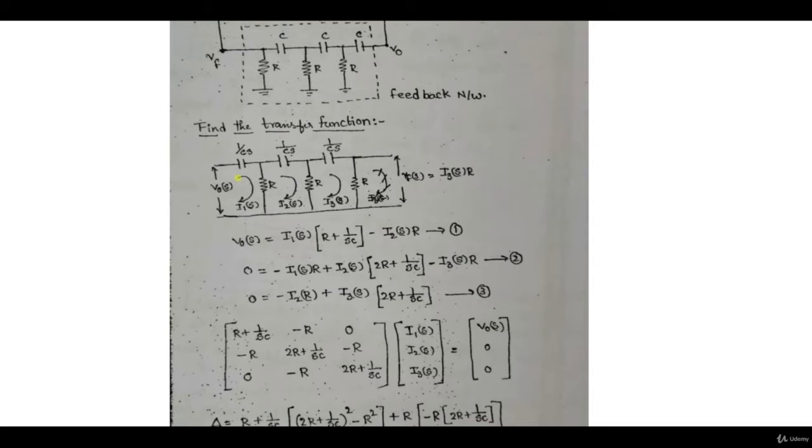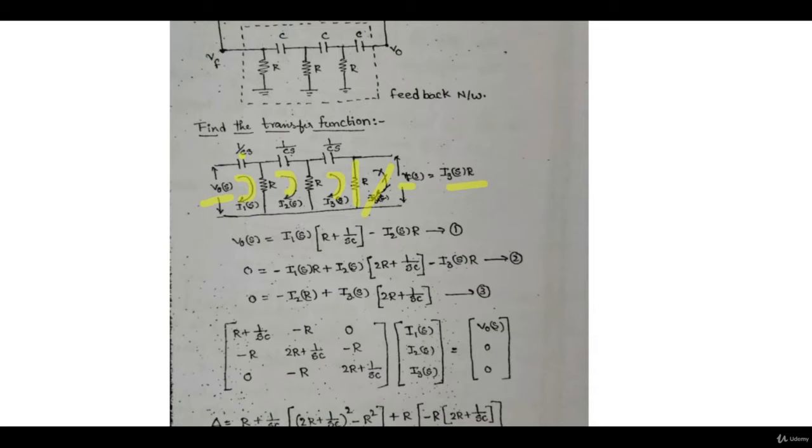So assume I1 current, I2 current, I3 current. This is open, so there is no current. Okay, so three currents are there. We will solve for three currents. Equations we will get. We ultimately have to find VF divided by V0. Okay, and VF is, you can see, I3 into R. And it's a frequency domain circuit. In frequency domain we will solve everything.